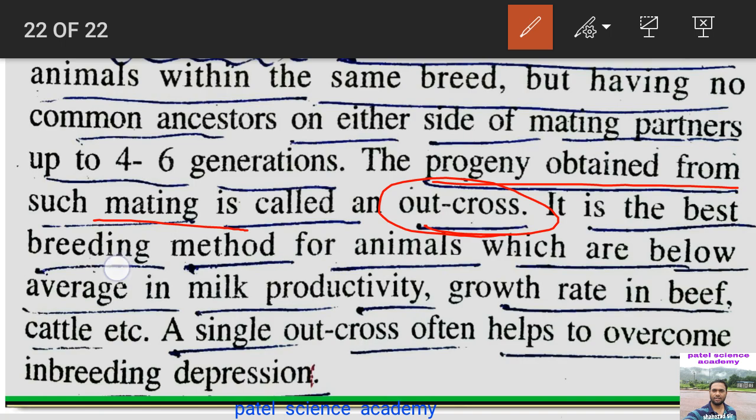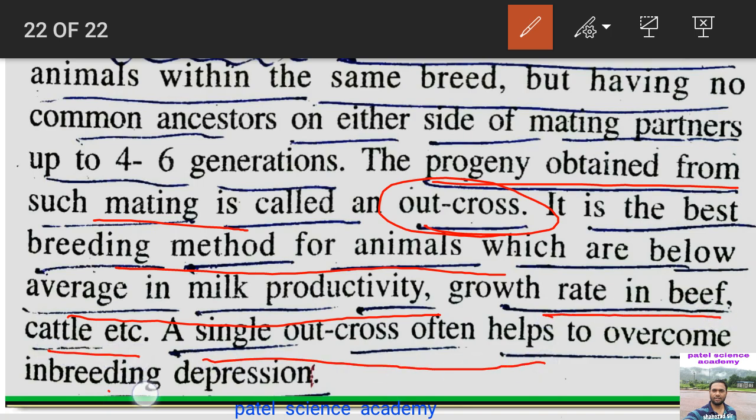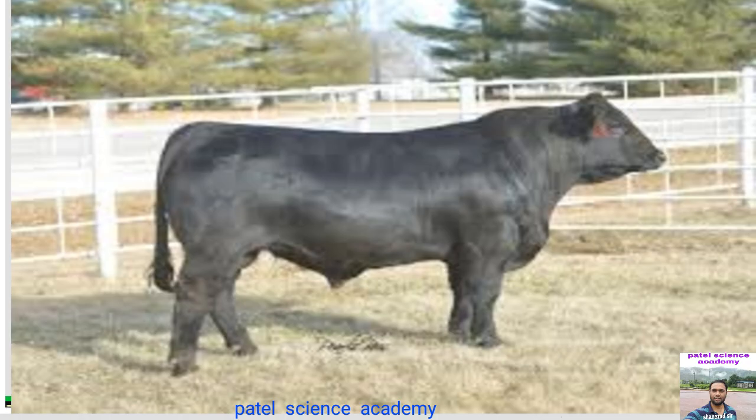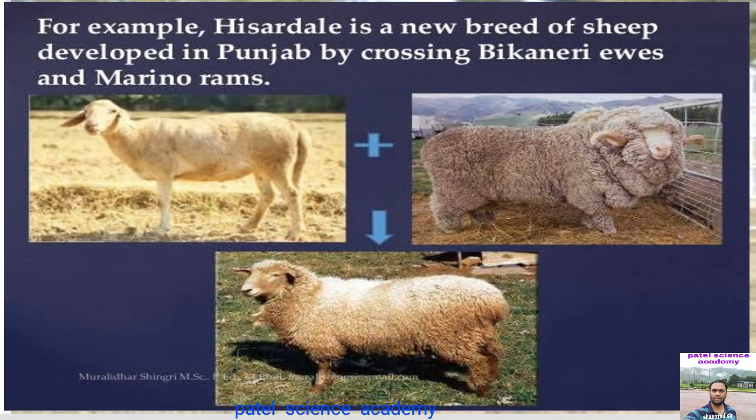It is the best breeding method for animals which are below average in milk productivity, growth rate in beef cattle, etc. And a single outcross often helps to overcome the inbreeding depression, as I told you earlier. So this is called outcross. So you can see here one of the outcrosses by the outcrossing process.